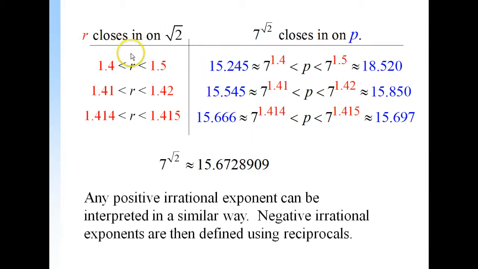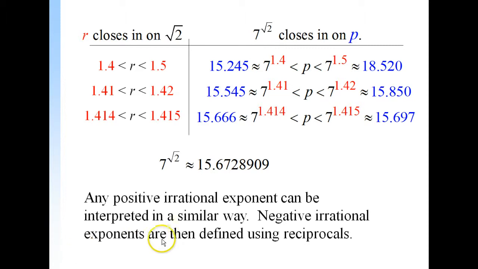And as we put it into our calculators, we know that the square root of 2 is between 1.4 and 1.5. And as we keep adding decimals, we keep getting closer and closer. And we then say that the best expression of 7 raised to the square root of 2, that would be its exponent, is this. And notice we have 2, 4, 6, 7 decimal places. So any positive irrational exponent can be interpreted in a similar way.